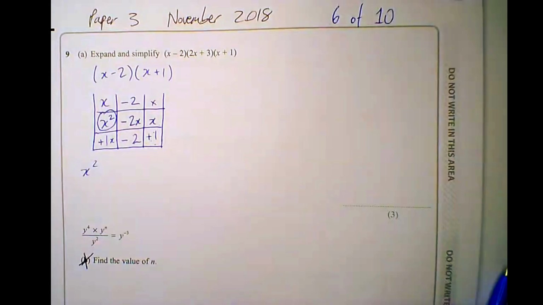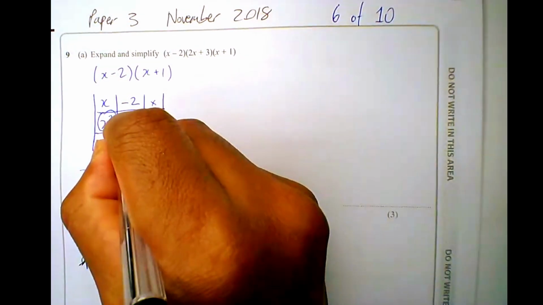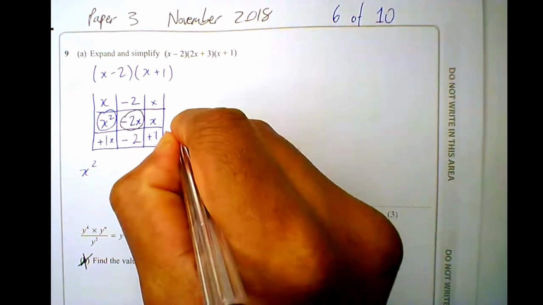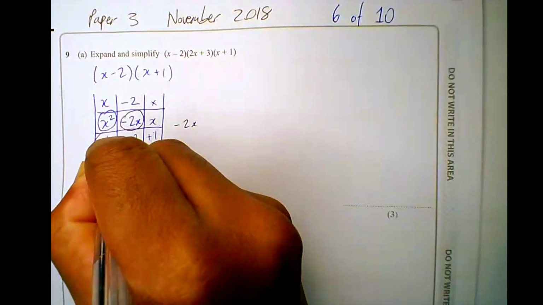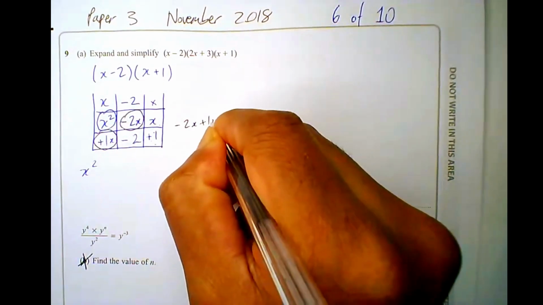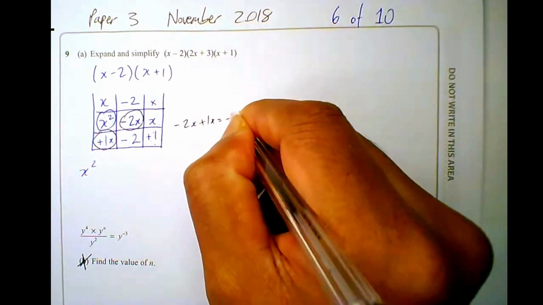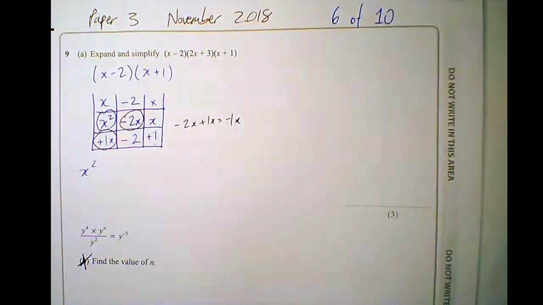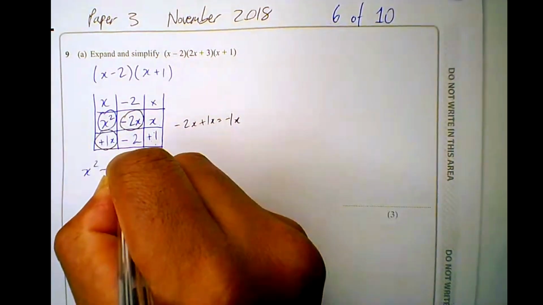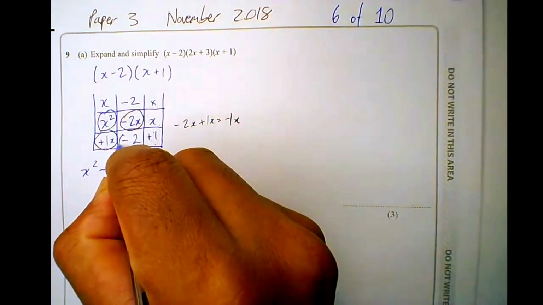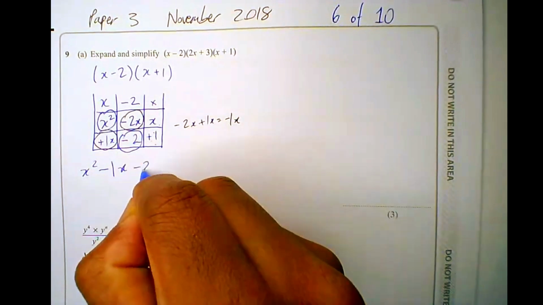I'll use a different color: minus 2x plus 1x equals minus 1x. 1 take away 2 is minus 1. So this is minus 1x. And then I've got the last part here, minus 2.